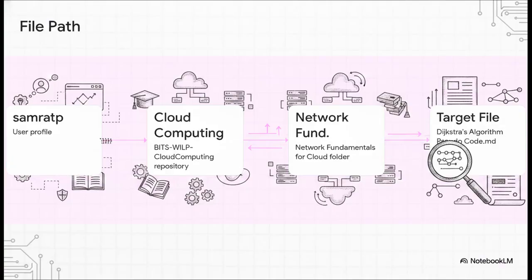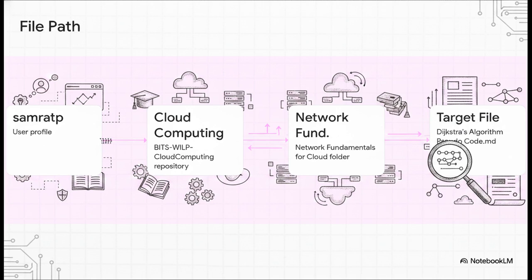So to understand this tiny file, we really have to follow the digital breadcrumbs that lead us to its exact location on GitHub. We start right at the top level, step 1, which brings us to a user profile named Samrat P. Digging into that profile, step 2, takes us into a repository called Bits Wilp Cloud Computing. And right away the context starts to crystallize, doesn't it? Bits, Wilp, and cloud computing strongly suggest we're looking at some sort of academic or educational setting. Moving further down the directory tree, step 3 takes us deeper into a specific folder named Network Fundamentals for Cloud. And finally, step 4 reveals our target document, 0029 Dijkstra's Algorithm Pseudocode.md.